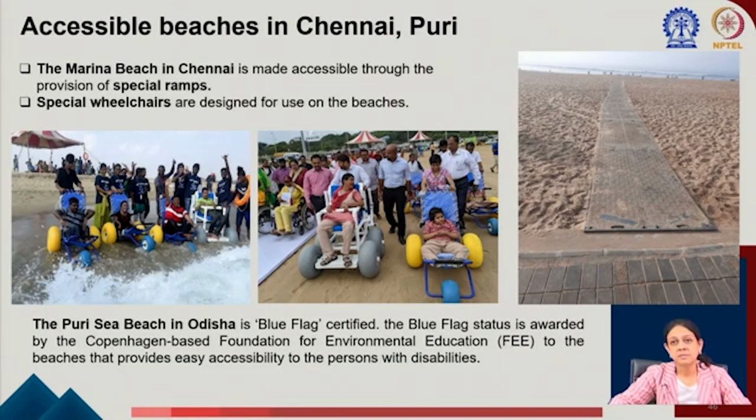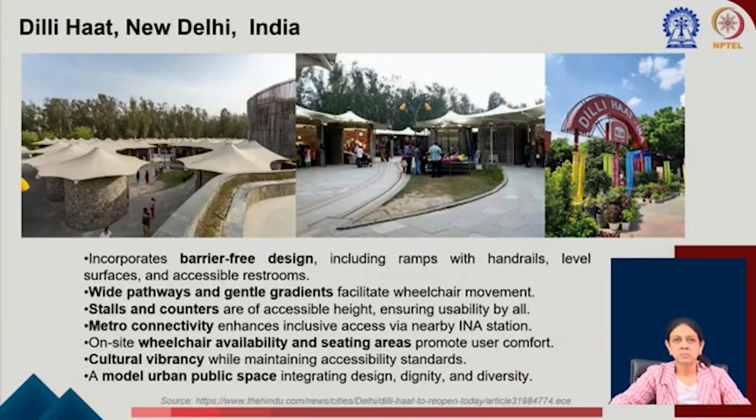Accessible beaches in Chennai and Puri. It's very easy to make, not a big deal, you just have to have the intention. Someone can take the wheelchair right up to the water line. But you may need some special wheelchairs, because otherwise it will sink into the sand. The Dilli Haat in New Delhi is a good example of barrier-free design with wide pathways, gentle gradients, and accessible toilets.